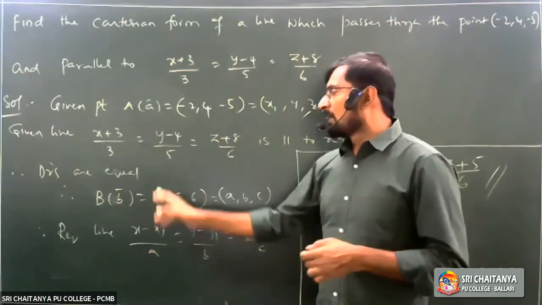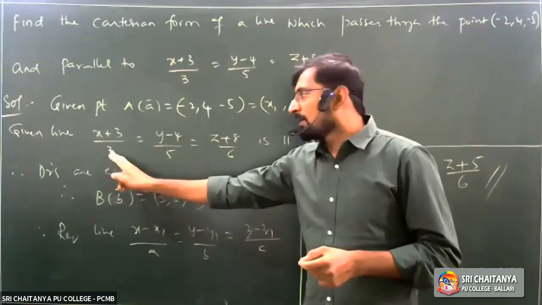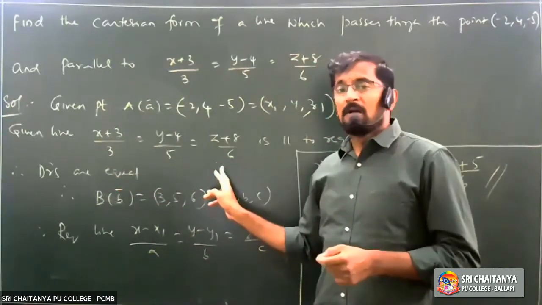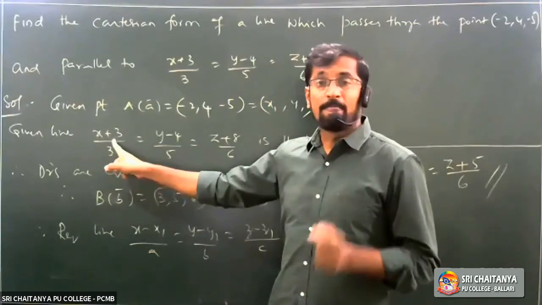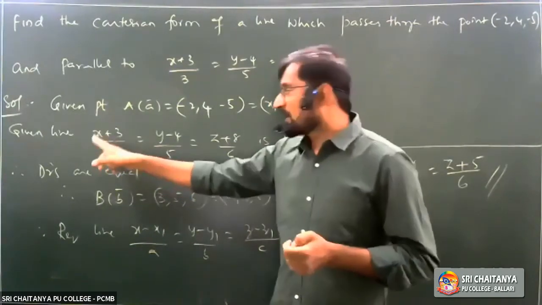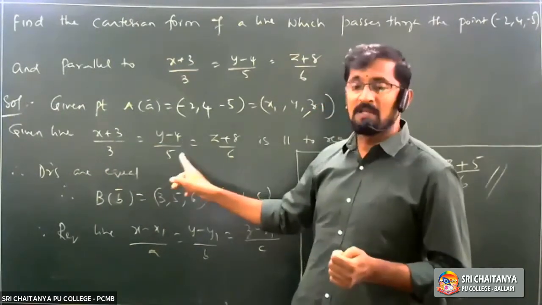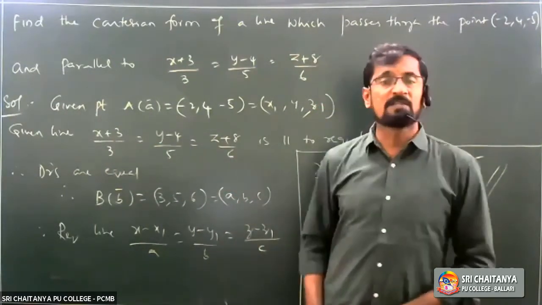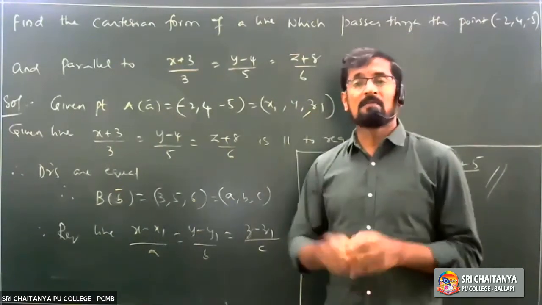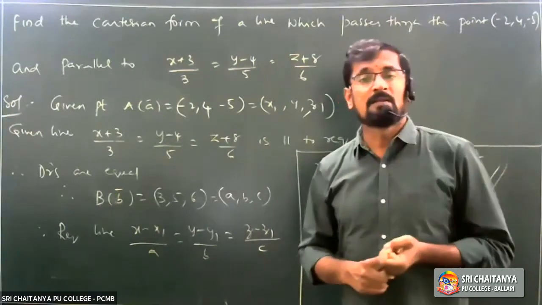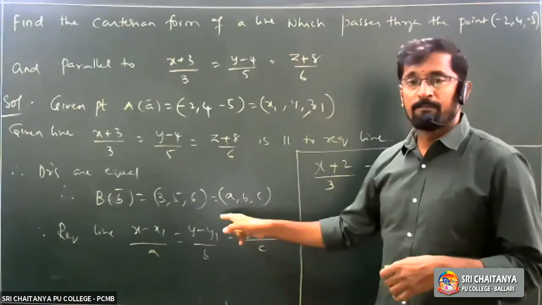Okay, so DRs are equal means the direction ratios of this line are 3, 5, 6. How, sir? This is in the form of x minus x1 by a is equal to y minus y1 by b is equal to z minus z1 by c. Am I right? So, what are a, b, c? a, b, c are nothing but the direction ratios of that line, right? So, small a, b, c is equal to this.